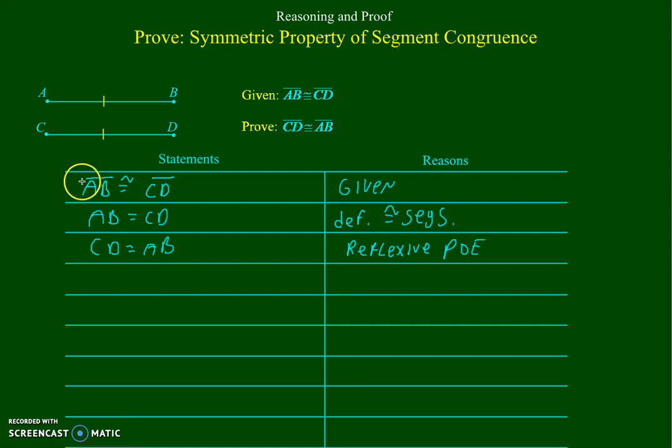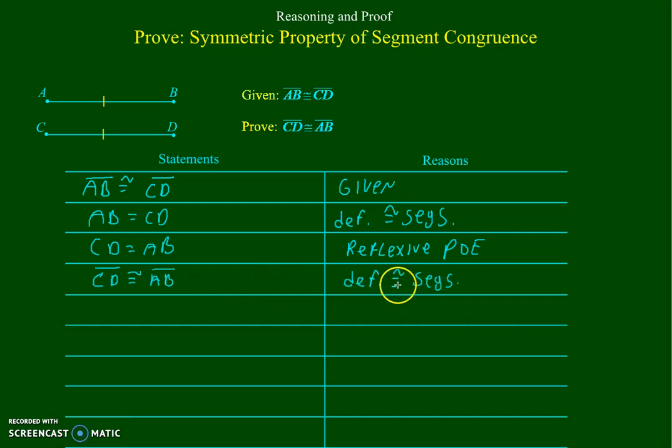So I can say, if two segments are congruent, then their lengths are equal. I can also say, if the lengths of two segments are equal, then those segments are congruent. So to go from congruence to equality, or from equality back to congruence, it's always the same. It's the definition of congruent segments, congruent angles, whatever it happens to be. So that's what I'm going to write. And there you have it.